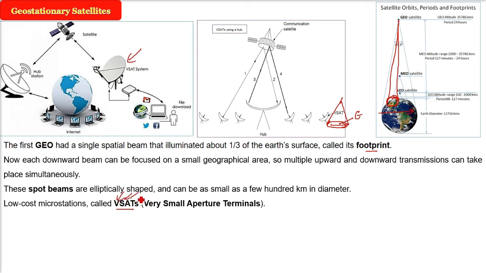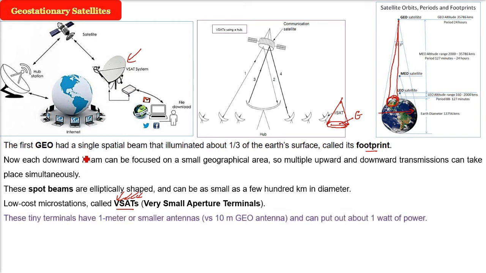Now these VSAT antennas are parabola-shaped, tiny terminals. If you compare to the GEO antenna, that is the geostationary Earth orbit antenna, 10 meters and above, these are tiny terminals, 1 meter and even smaller than that. It can be handled quite easily, and they can put out power of about 1 watt. So the power is also less. Uplink is up to 1 Mbps and downlink is also several megabits per second.